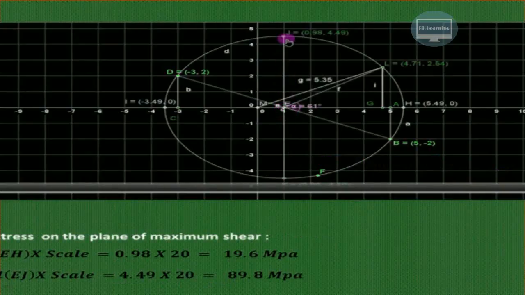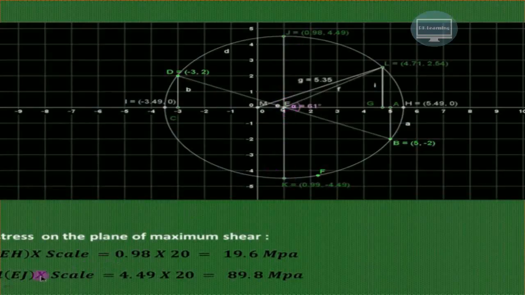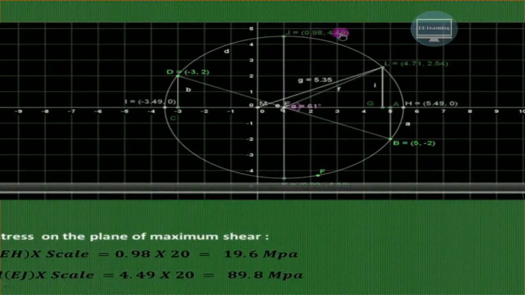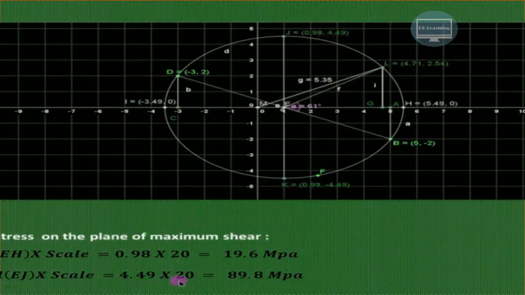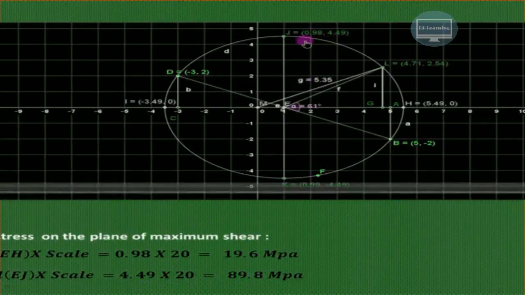Similarly, we can find out the normal stress on the plane of maximum shear. So this is the maximum shear stress. You can see, this is the axis along which the shear stress is measured, and this is the maximum value of the radius. The radius will go on decreasing, as you can see from these vertical lines over here. So the shear stress is always maximum along this particular axis. So EJ, or EK, will be the value of maximum shear stress. The value of EJ, the y coordinate, is 4.49, multiplied by 20, so that will give the maximum shear stress.